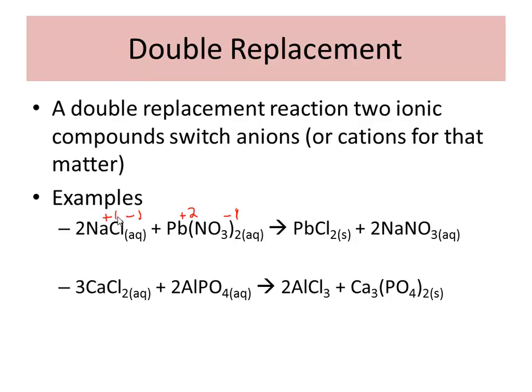So I'll do it with the charges. What's going to go with what? Is sodium going to go with lead, which is positive, or is it going to go with nitrate, which is negative? What do you think? What attracts each other? Do positives attract positives? Positives attract negatives. So that's why we end up with NaNO3 and PbCl2, because basically what we're doing is switching the positive ions.